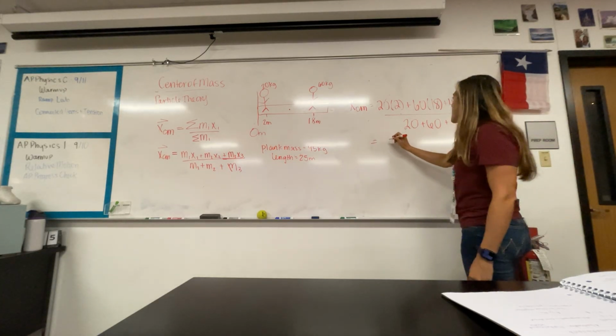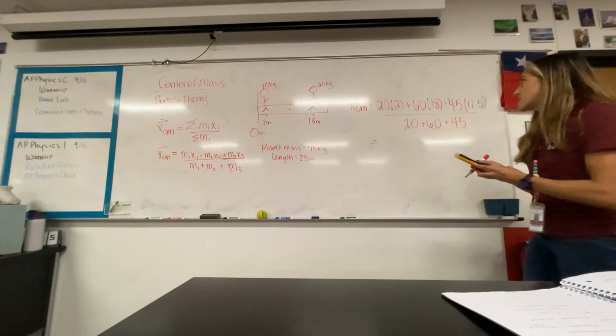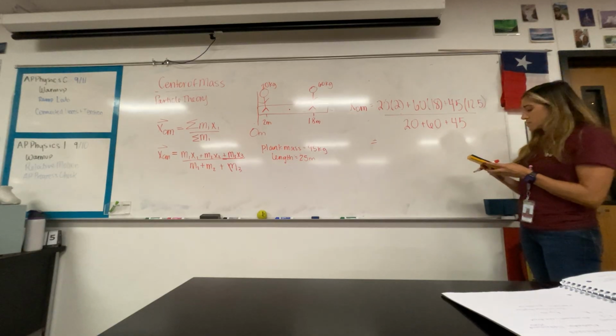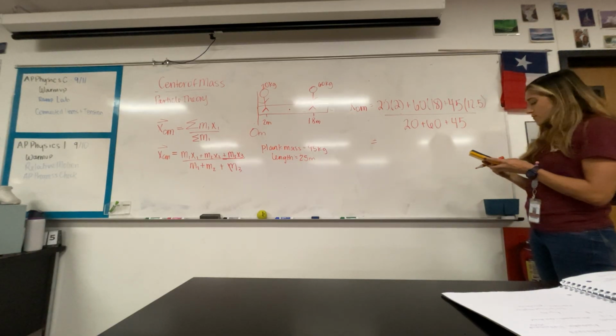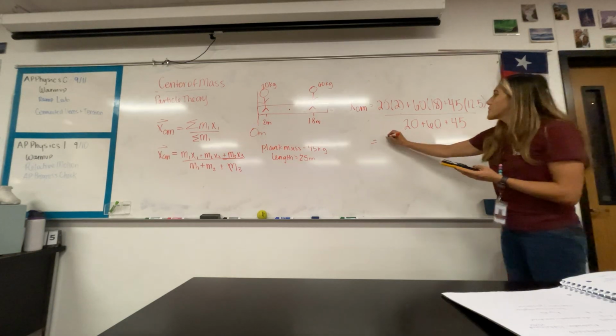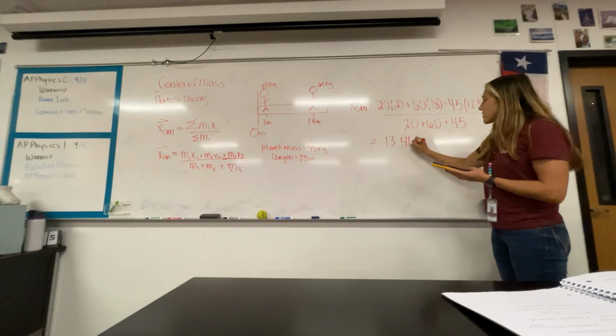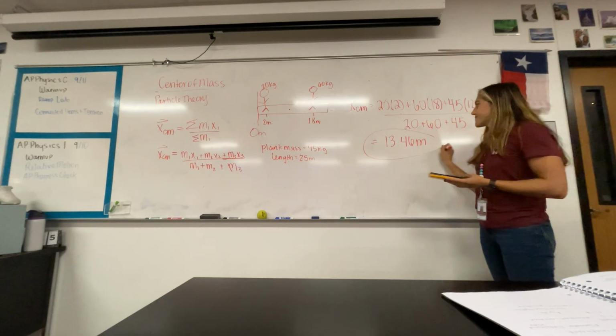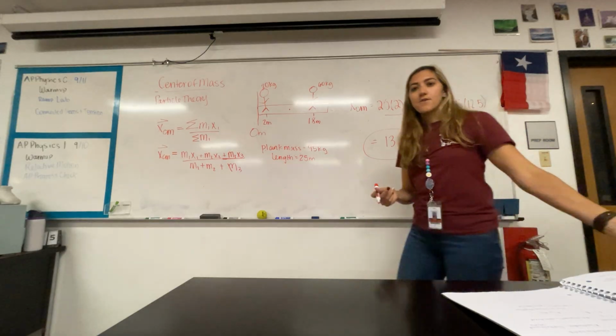So in this case, I get, oh, I'm not doing that math. Here I go to my calculator. 20 times 2 plus 60 times 18 plus 45 times 12.5, divided by 20, 60, and 45. So at 13.46 meters. And that is the center of mass.